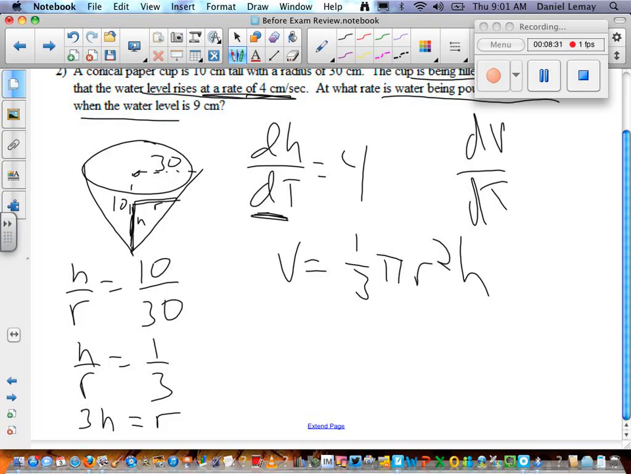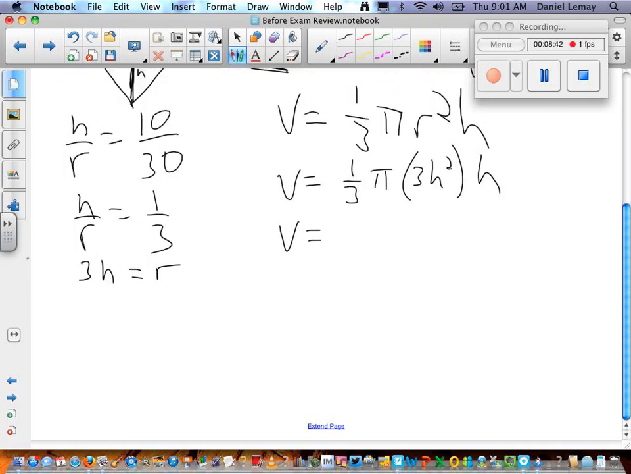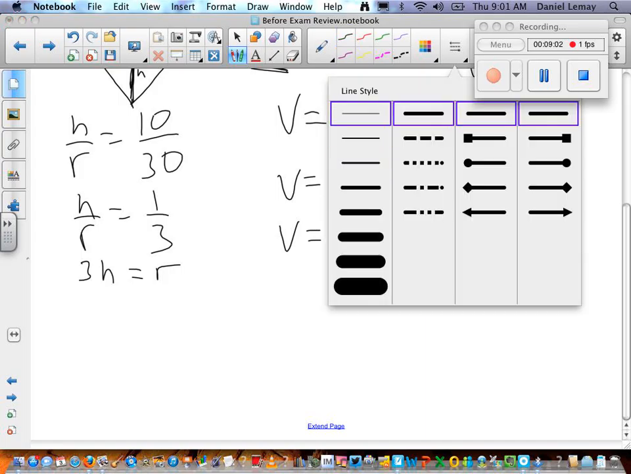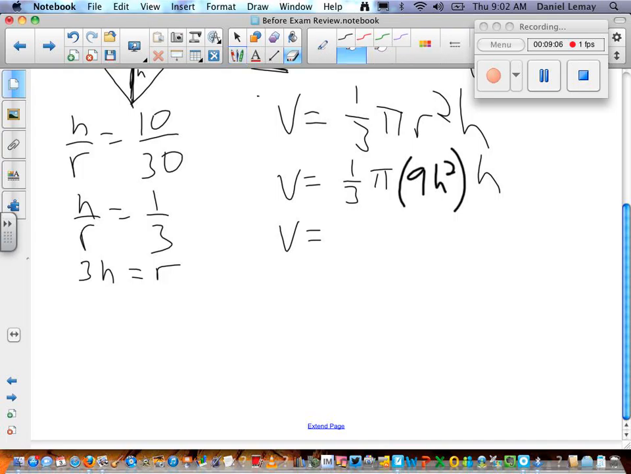So then I can go back to this formula, 1/3 times pi times 3h squared times h. Actually, it should be 9h squared. Oh, okay. Yeah. 9h squared. Okay, right? Am I right? The square is outside. Well, no, they already squared it. Want me to do that here? No, I can do this. No, it's fine.